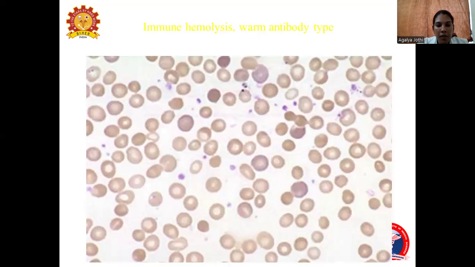This is a peripheral smear picture showing warm antibody type, with a phagocytosed cell in this case. The classic example of immune type warm antibody: the peripheral picture shows microspherocytes.